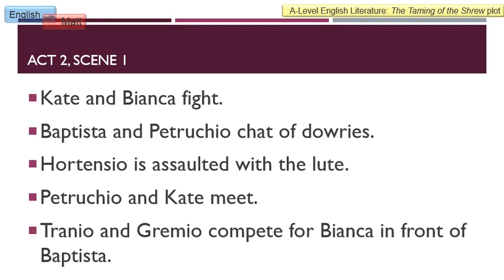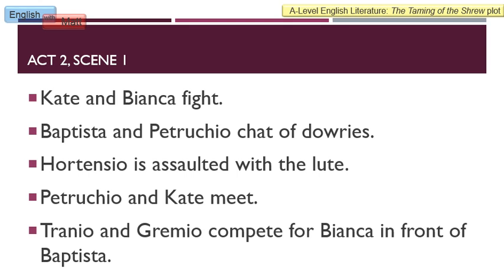Petruchio then enters, and the chat quickly turns to dowries. There is no romance in this play, really, at least initially. This is not a romantic play. It's a play about money and marriage as a money-making institution. So because Petruchio knows that Kate has a wealthy dowry, conversation quickly turns to money.